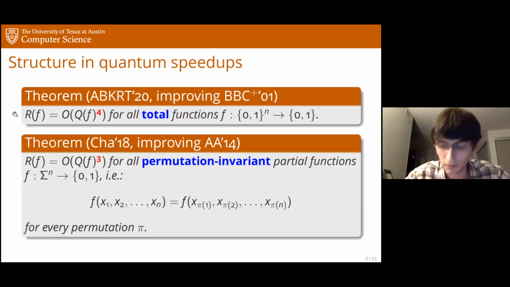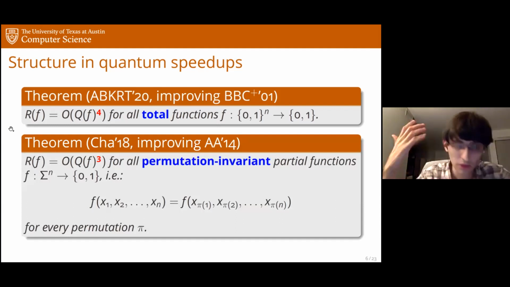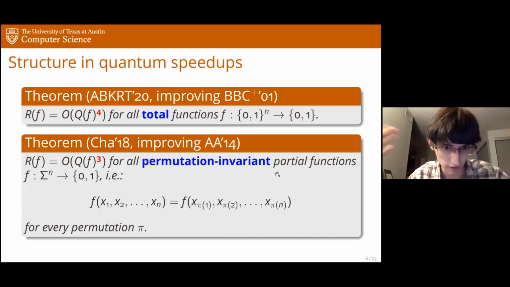And another result in this direction by Chailloux in 18, again improving an exponent on an earlier work, shows that for permutation invariant functions, there also cannot be any speedup. Permutation invariant just means a function that takes in n inputs such that you can rearrange the input arbitrarily, and this does not change the value of the function. And again, this is over an arbitrary alphabet, and it also includes partial functions.